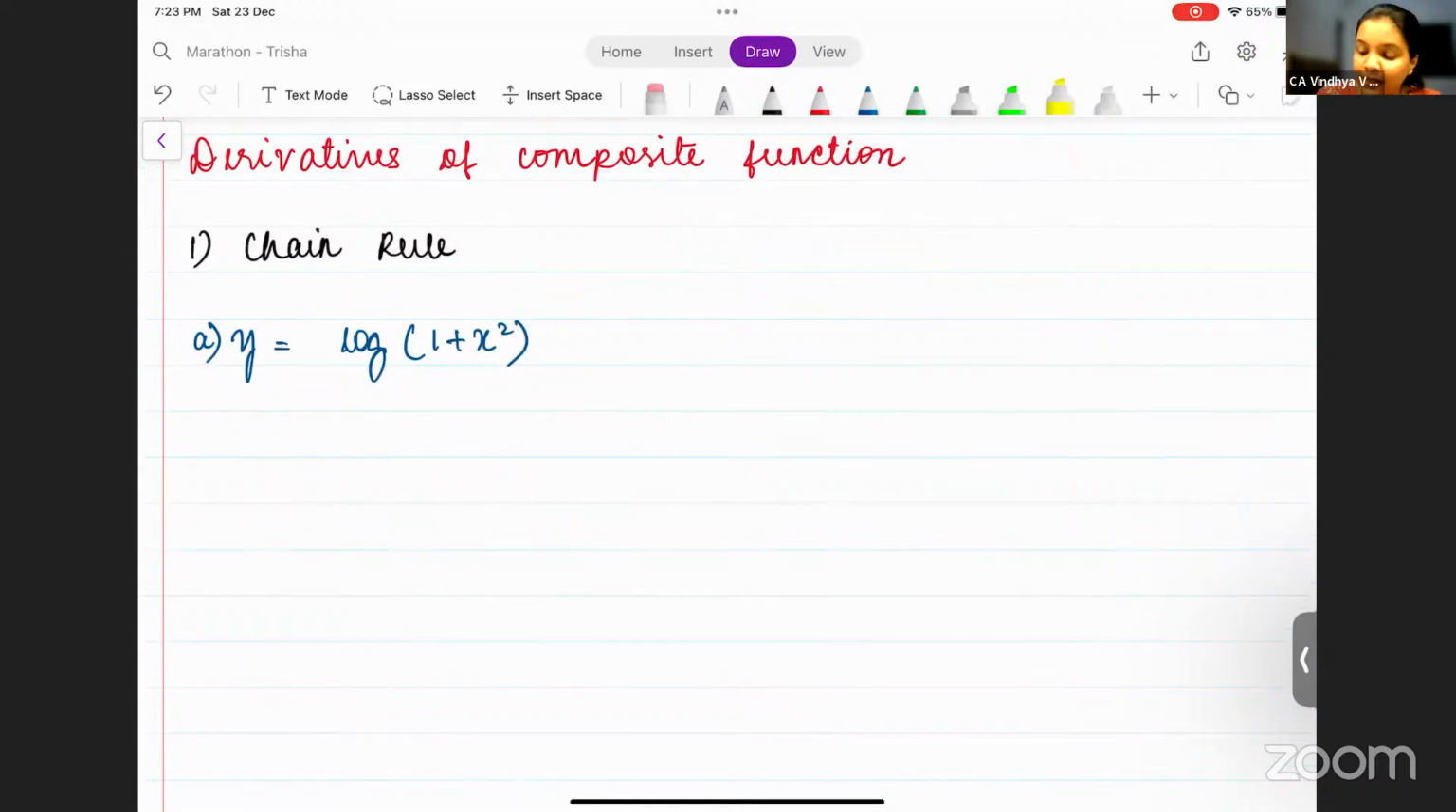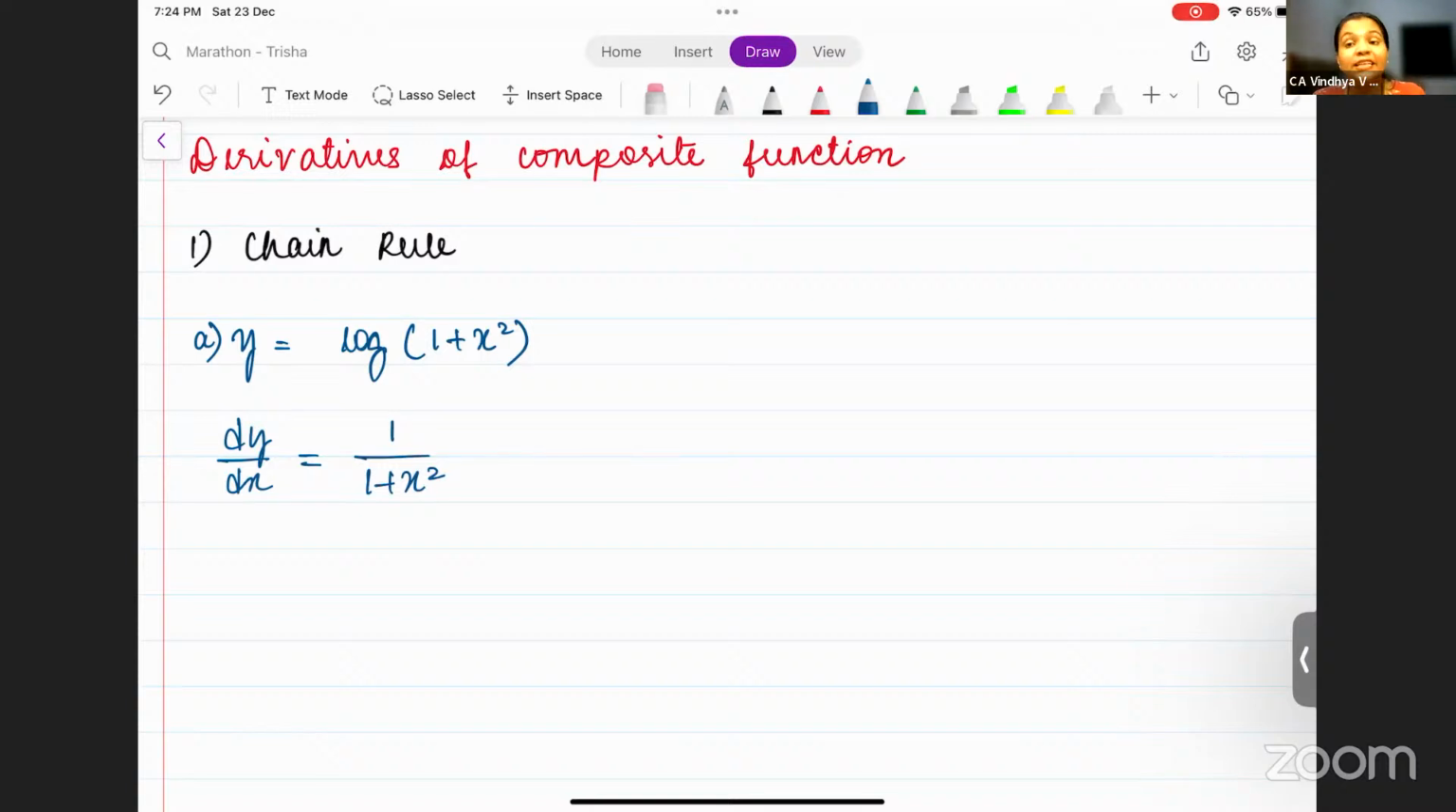In chain rule, observe carefully, you have a function y is equal to log of 1 plus x square. Now, in the basic formulas, you do not have the derivative of log of 1 plus x square. You just have the derivative of log x. Correct? So in the place of x, what is there here? 1 plus x square. But when you find the derivative normally, the derivative of log of 1 plus x square is 1 by 1 plus x square.